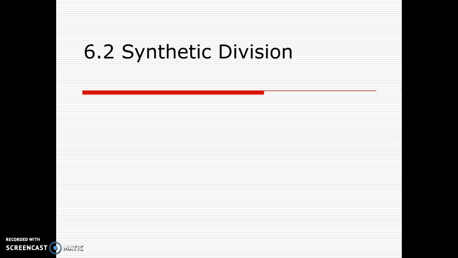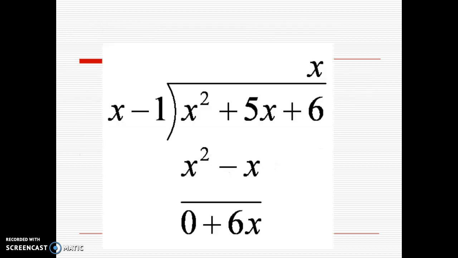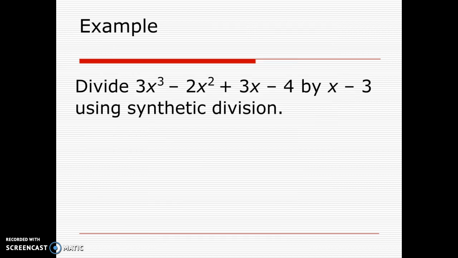So here we go. Here's the target, right? We're going to look at using synthetic division to find a quotient and remainder in polynomial division. That's a warm-up. We're going to skip that, and we'll jump right into the examples.